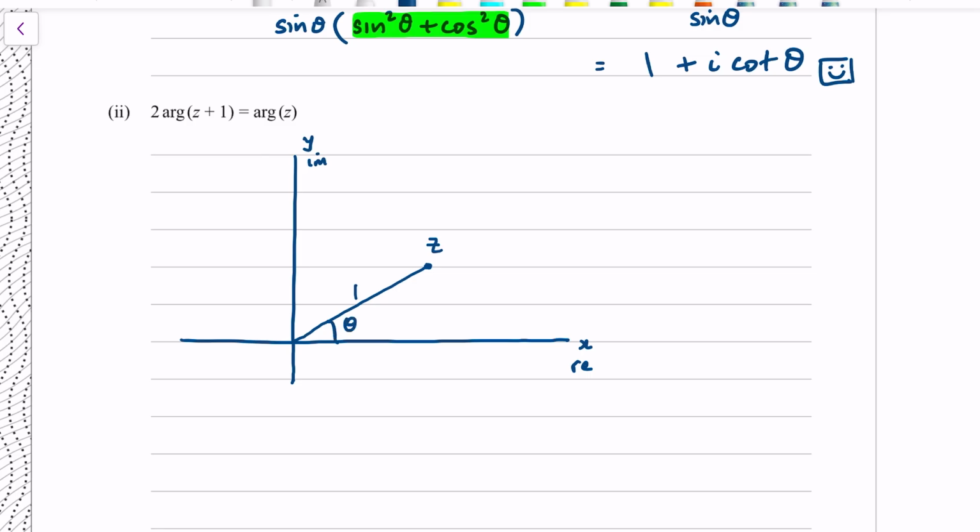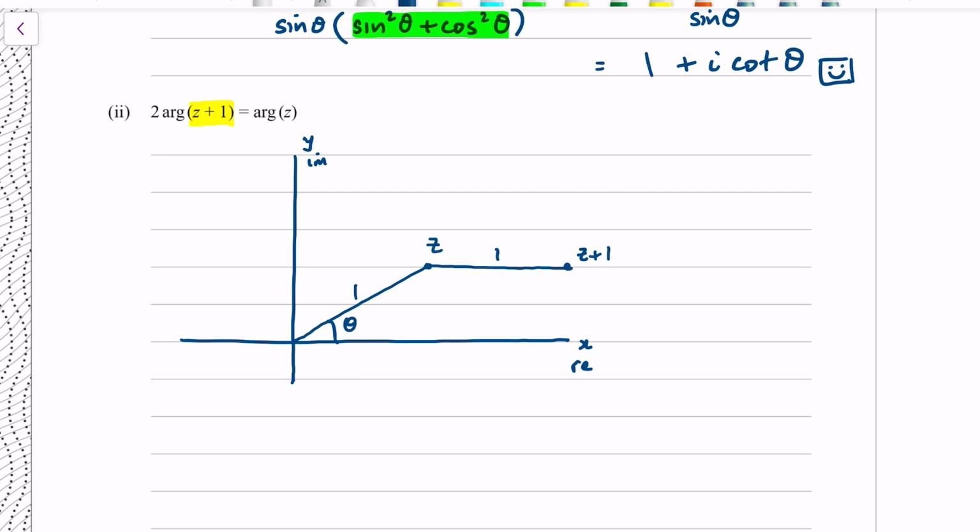Now, on the left-hand side of this proof, we've got z plus 1. So the question is, well, where is z plus 1? If you take a complex number z and you add 1 to it, you're just adding 1 to the real part. And when we add to the real part in the Argand diagram, we move to the right by 1. So that length is 1, and that complex number there would be z plus 1.